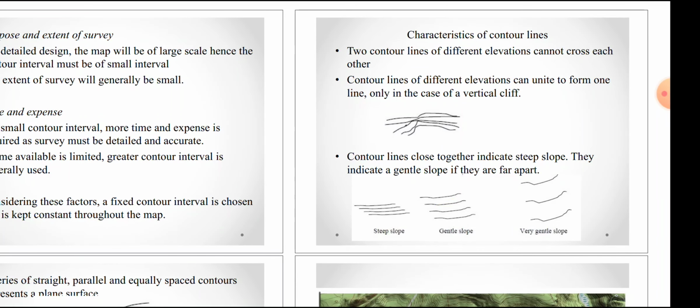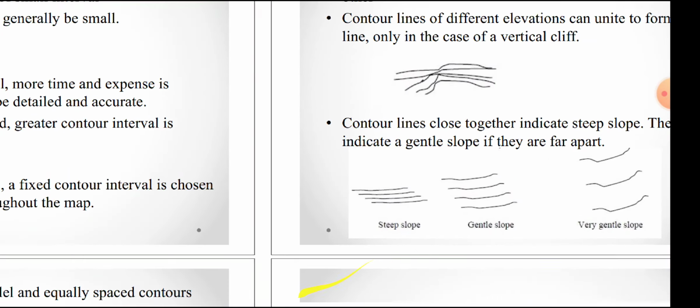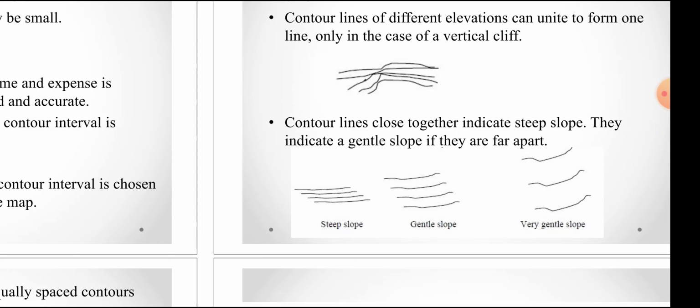Characteristics of contour lines: two contour lines of different elevations cannot cross each other. Contour lines of different elevations can unite to form one line only in the case of a vertical cliff. Contour lines close together indicate steep slope. They indicate a gentle slope if they are far apart. So here is a figure of contours in a steep slope, contours in a gentle slope, and contours in a very gentle slope.